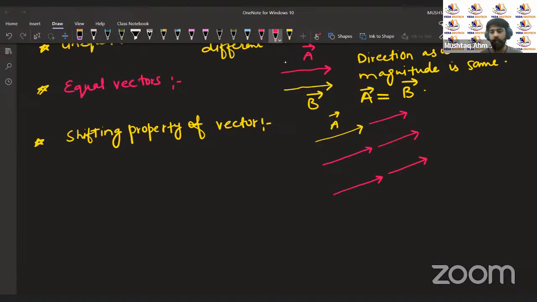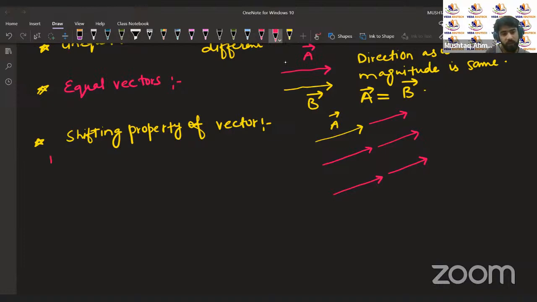So I'm just shifting this vector parallel to itself. I'm not rotating this vector. I'm not changing the length of this vector. I'm only shifting this vector with the same length parallel to itself. It means that we can shift a vector anywhere in the space parallel to itself, without rotating the vector and without changing the length of the vector. The vector does not change. It means that the vector remains the same if we shift it without changing its length, parallel to itself, anywhere in the space. This property we call the shifting property of a vector.